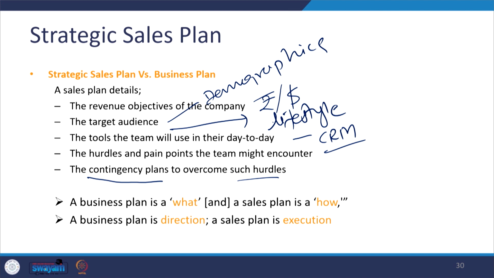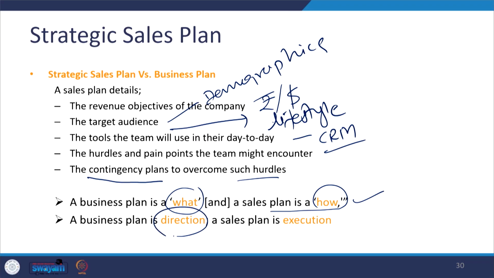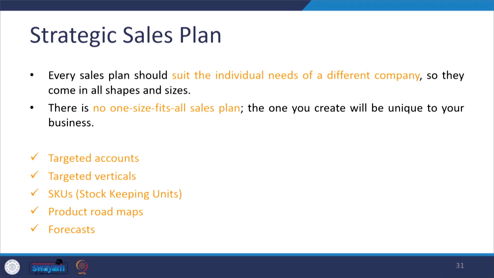A business plan talks about what, whereas the sales plan is about how. A business plan will say what you want to achieve, but the sales plan will define how you are going to achieve that particular objective. In a different sense, a business plan gives direction where you want to go, whereas the sales plan is mostly about execution, how you are going to do that particular activity. So, every sales plan should suit the individual needs of a different company. They come in all shapes and sizes. There is no one size fits all sales plan that can be applicable to every company on earth.